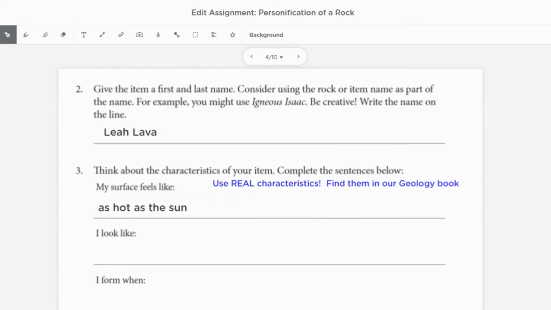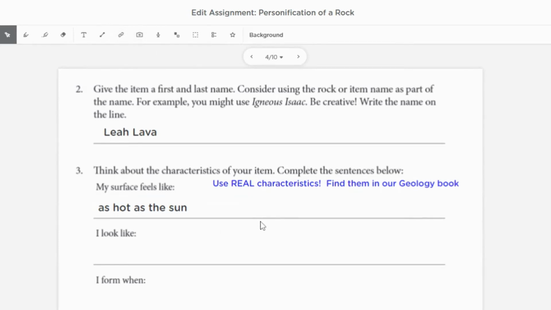Now, you, of course, need to be thinking about your rock. Did you choose igneous rock? Did you choose metamorphic rock? Did you choose sedimentary rock? And you need to tell what your rock would feel like.